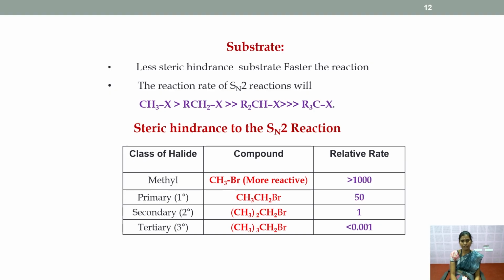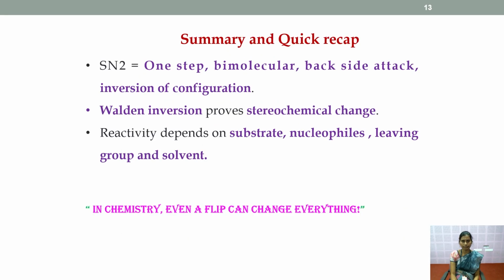The reaction rate of SN2 reactions will be methyl halide, followed by primary alkyl halide, then secondary alkyl halide, and finally tertiary alkyl halides. Increasing steric hindrance reduces the reaction rate. For example, for methyl bromide the relative reaction rate is about 1000. It is reduced to 50 when the substrate is ethyl bromide, and for isopropyl bromide the reaction rate is 1, and for tertiary butyl bromide it is reduced to 0.001. So as the steric effect increases, the rate of the reaction decreases.